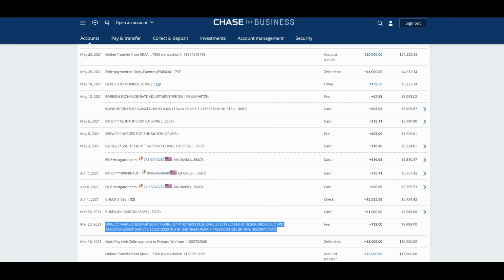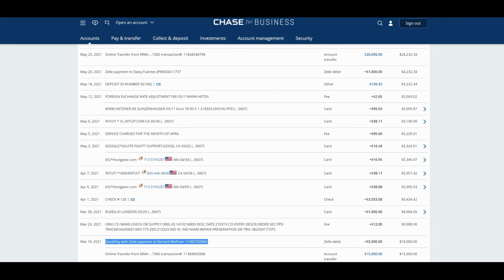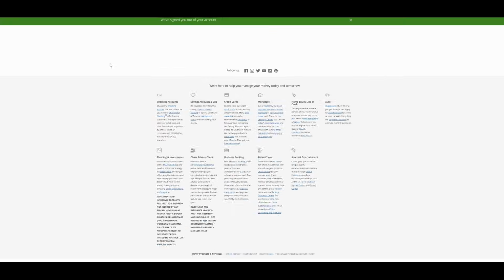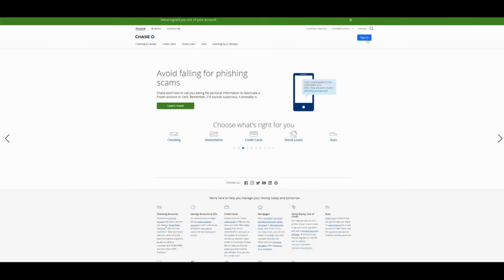This was, I believe, a bank fee for a checkbook. And this was for the antitrust stuff. And that is that at this point. This was a transfer in from the savings account, and Chase signed me out again.